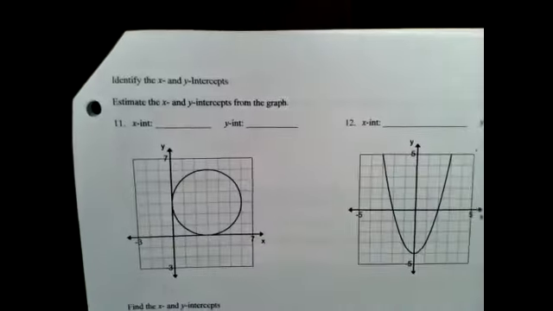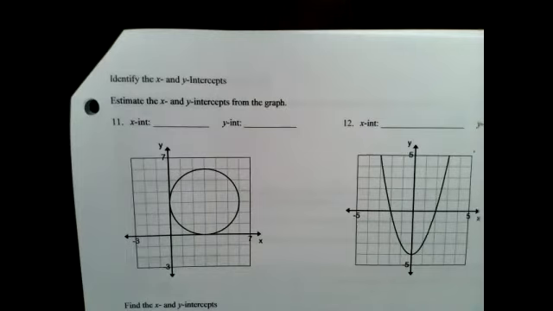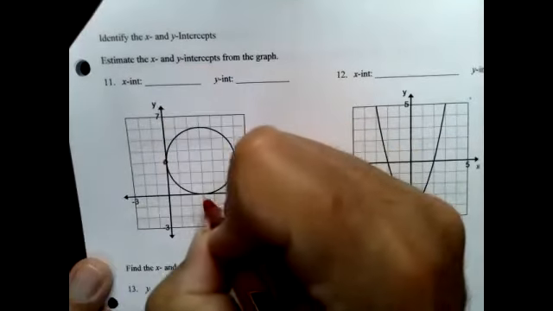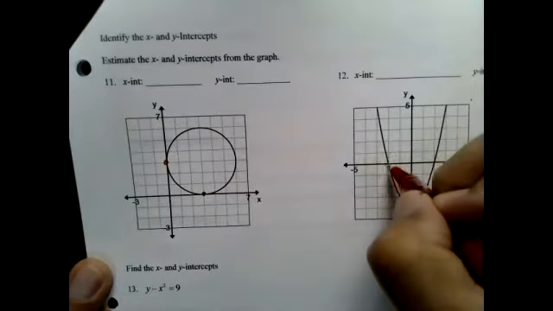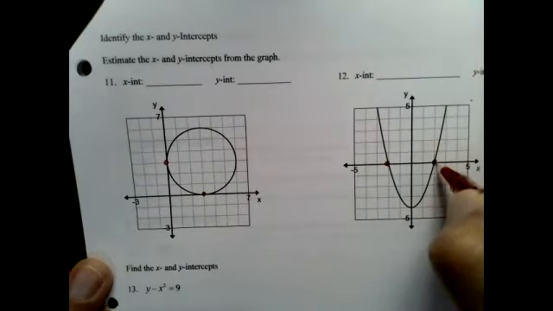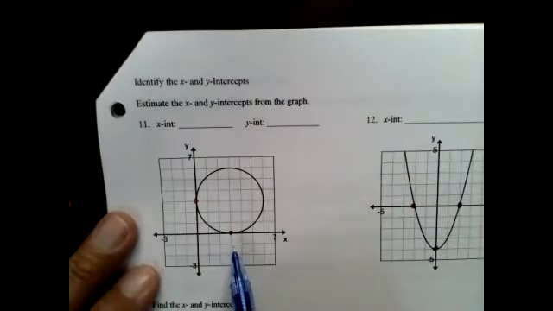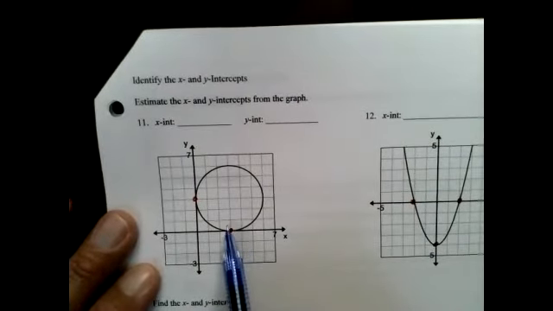Terminology. Identify the x and y axis intercepts. Here's an intercept. There's one. There's one. There's one. Okay. The intercepts are where they touch the axis.